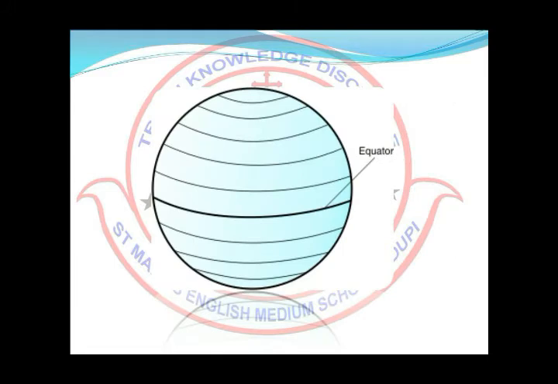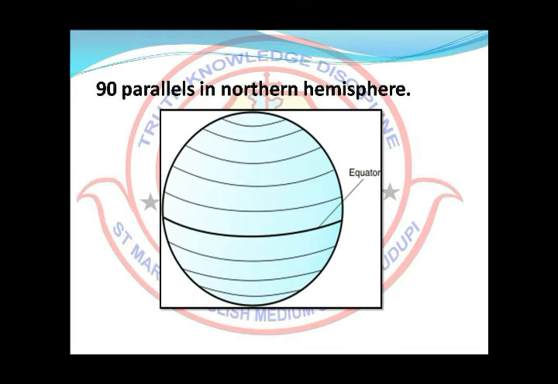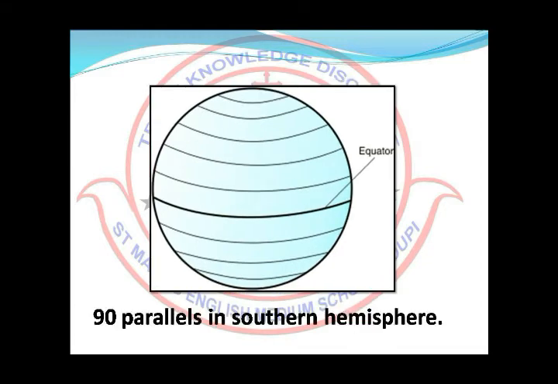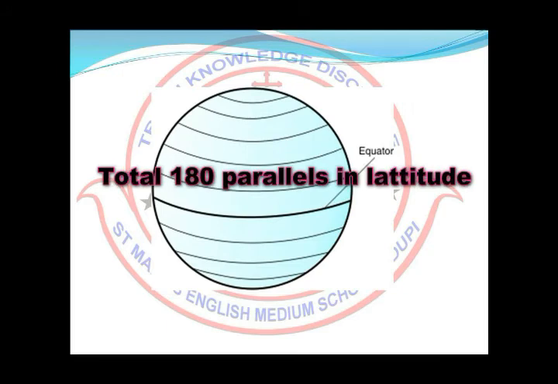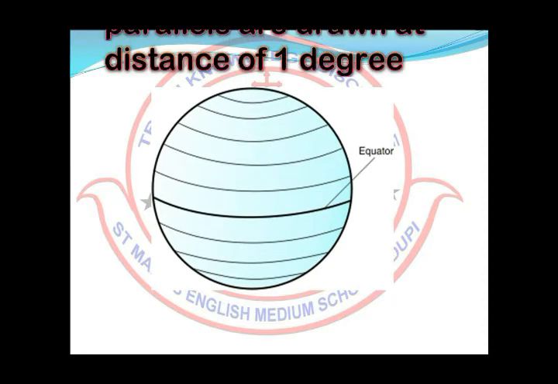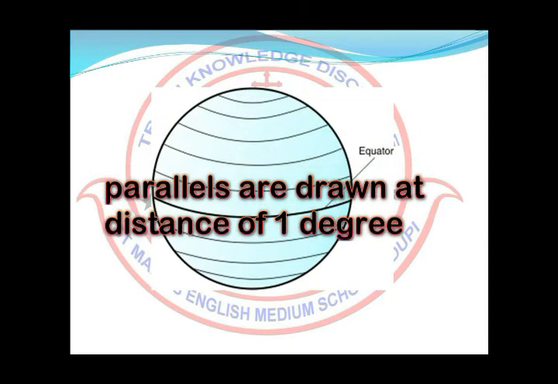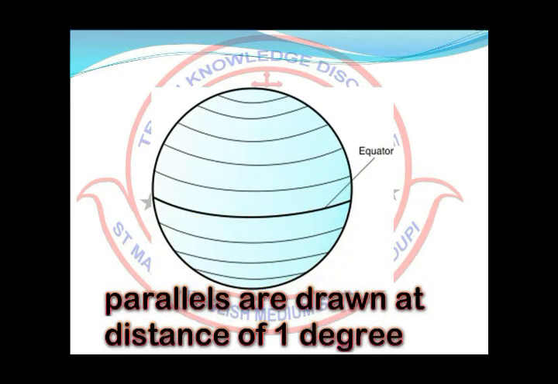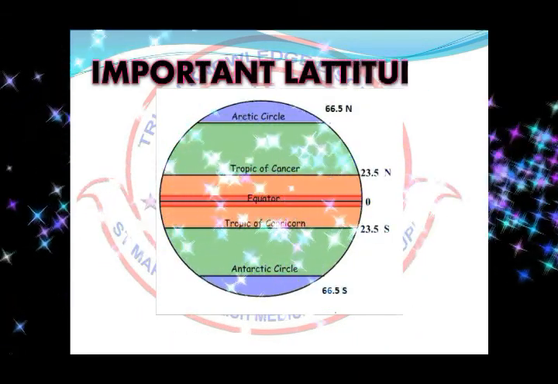Students, you can see the upcoming picture. There are a total of 90 parallels in the Northern Hemisphere and 90 parallels in the Southern Hemisphere. Together, we have 180 parallels in latitudes. I hope it's very clear to you. And all the parallels are drawn at a distance of 1 degree.